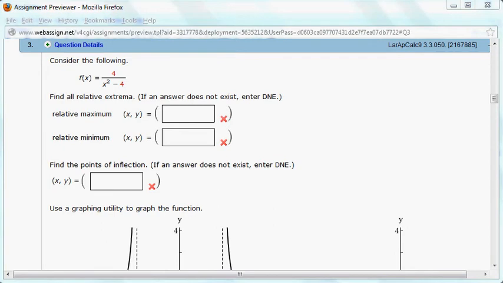Okay, let's go over homework 3.3, 3.4, number 3. We have this function f of x, which is a rational function, and we want to find the relative max and relative min and the points of inflection and sketch the graph. All right, so let's do that.